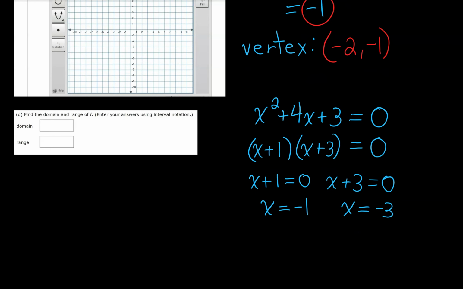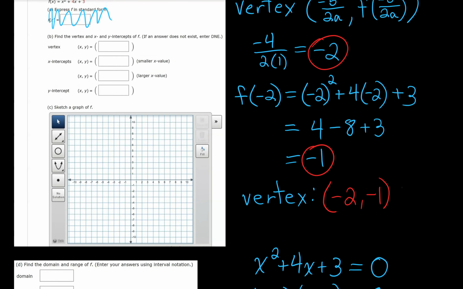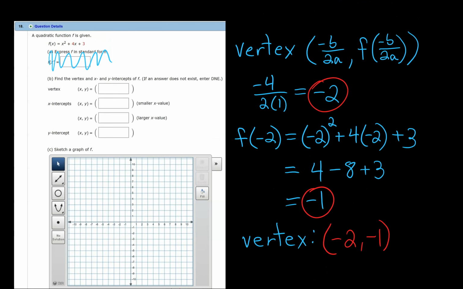And as points, remember these are x-intercepts, so our y value will be 0. So we'll have negative 1, 0, negative 3, 0. Okay, the final thing we need is the y-intercept. For the y-intercept, you plug in 0 for x. On this one, it's really easy because if you plug in 0 for x, the first term is 0, the second term is 0, and our y-intercept is 3. Here our y-intercept is a point. Remember the x-coordinate will be 0, and the y-coordinate will be 3.